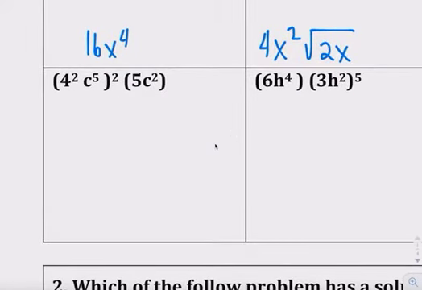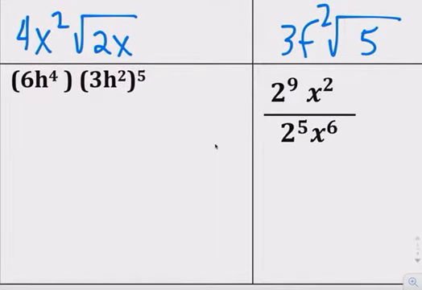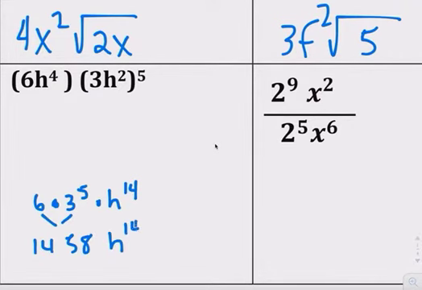This one you should get 4 to the 4th times 5 times c to the 12th. These two can be simplified using order of operations to 1,280 c to the 12th. This one here gets 6 times 3 to the 5th times h to the 14th. Simplified, do order of operations, you get 1,458 h to the 14th.